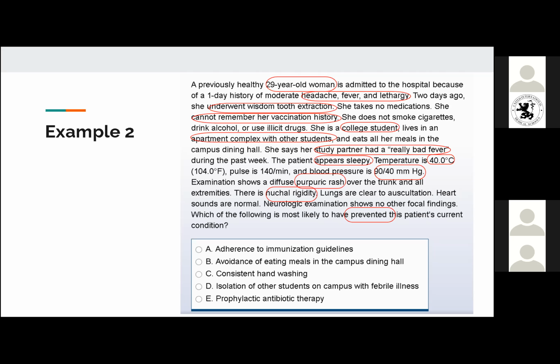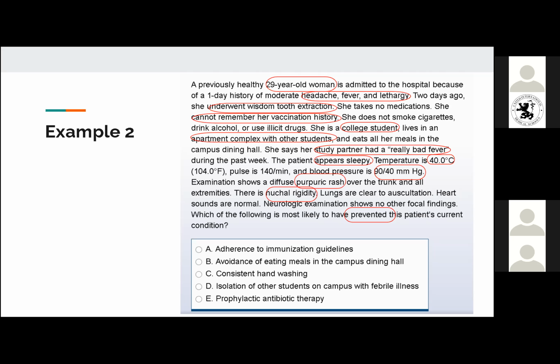She is a college student. This is a really important hint to this question. She's a college student, and she lives in an apartment complex with other students. This is a disease that usually happens in college students. And her study partner had a really bad fever, so it's most likely transmitted from her study partner. She appears sleepy. This is important. It's telling you that she has altered mental status, which means a brain infection. She has a very high fever, tachycardia, and low blood pressure. She's most likely septic as well.